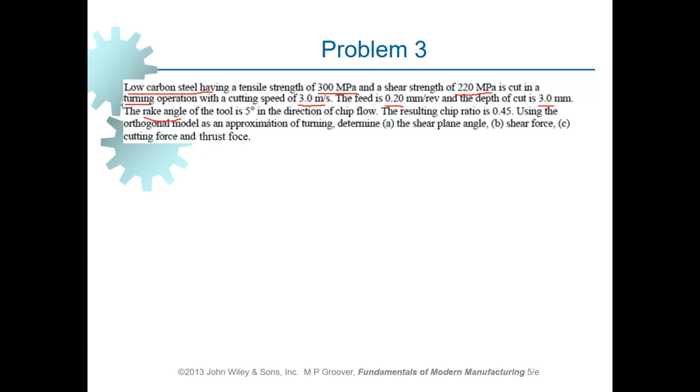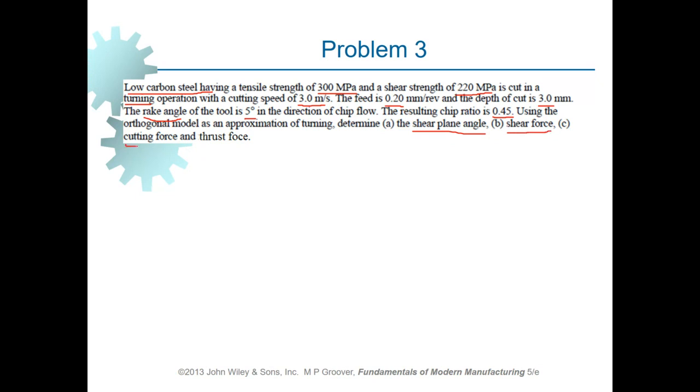What is the rake angle? The rake angle is 5 degrees. 5 degrees of rake angle is still better than a rake angle of 0. As this is greater, it will be easier for us to proceed with the cutting operation. The resulting chip ratio r is given. Instead of T0 and TC, this time we are provided with the chip ratio, which is r. Using the orthogonal model, an approximation of turning, determine the shear plane angle or phi. So again, we've got to compute the shear plane angle. As mentioned, shear plane angle is a deciding factor or parameter in any machining operation. So it is a very important angle. And then the shear force Fs is also to be computed.